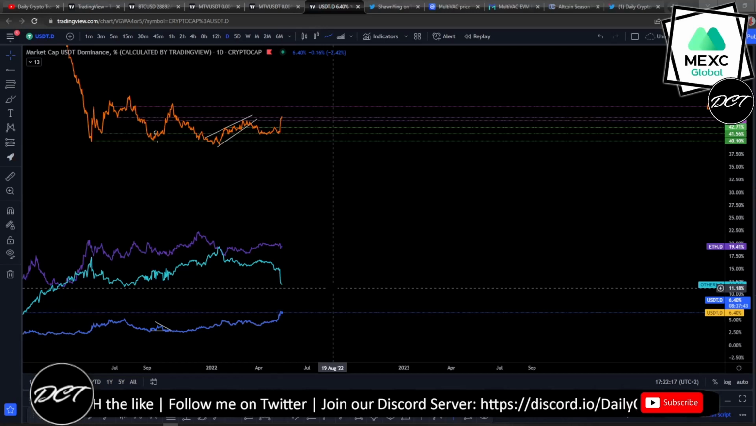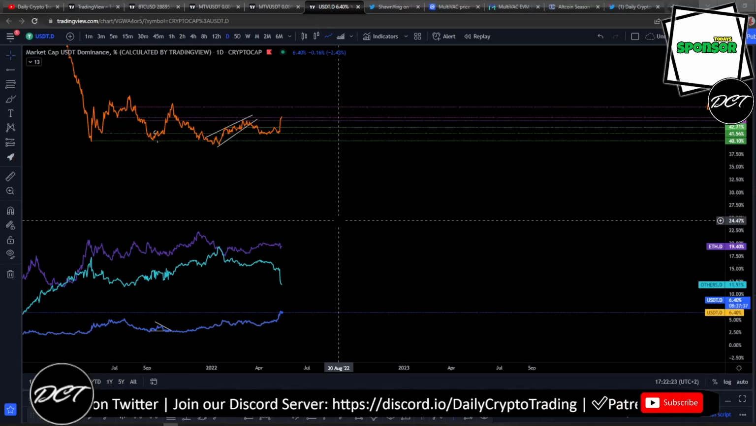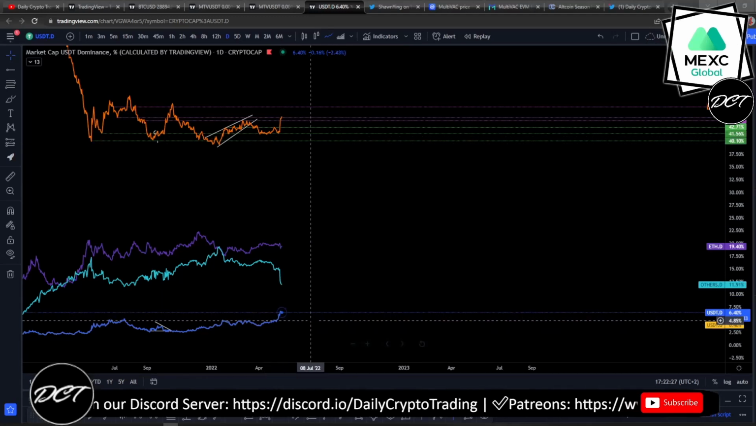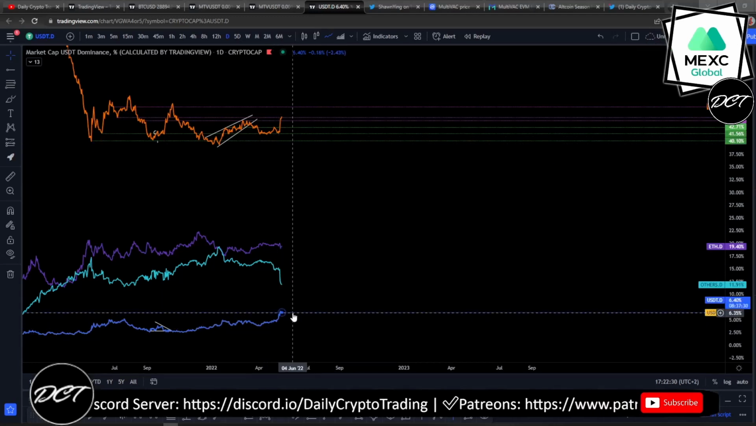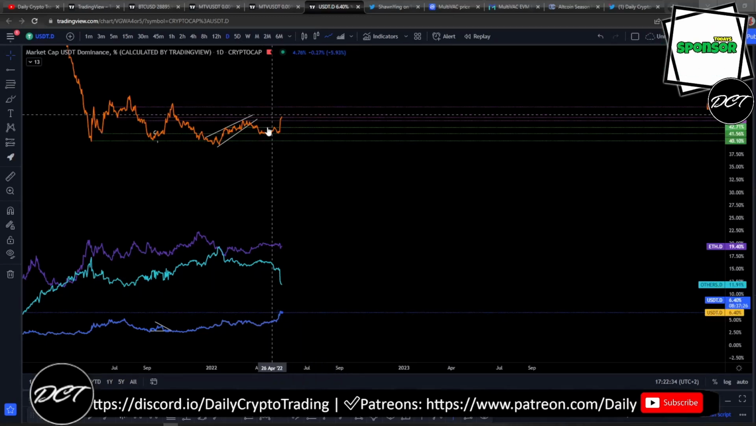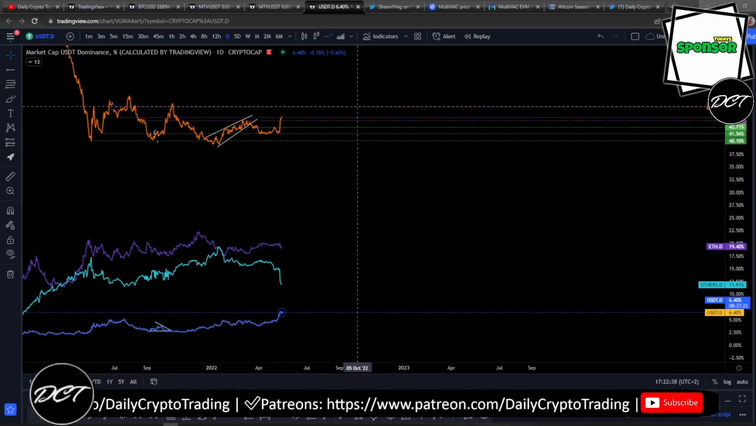That doesn't mean that Bitcoin's price will keep going up, right? It just means that Bitcoin will outperform the altcoins. And that just means that people are converting their altcoins to either Bitcoin or stablecoin, because we can also see the stablecoin dominance went up, just parabolic up like Bitcoin did, right? So it held its support and broke through all of these three resistances.